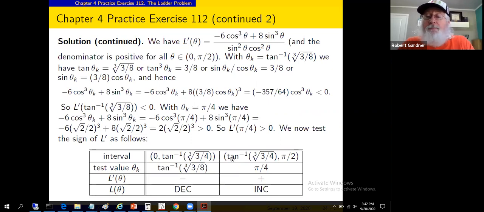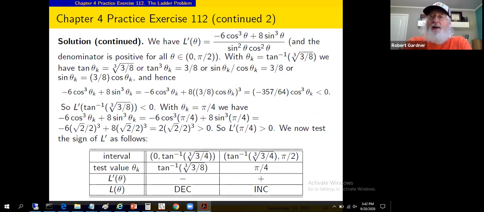Pick something from here. We've seen that pi over 4 is in this interval. When we plug pi over 4 in, I can actually tell you the value this time of the numerator at least, we get that out. That's positive. The derivative is positive at pi over 4, and the function is increasing.